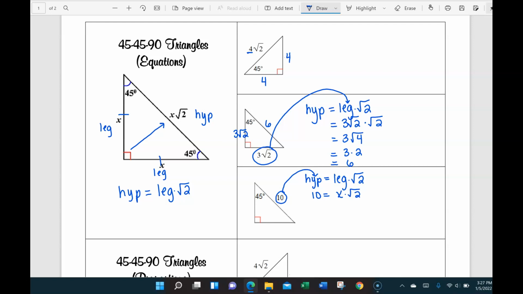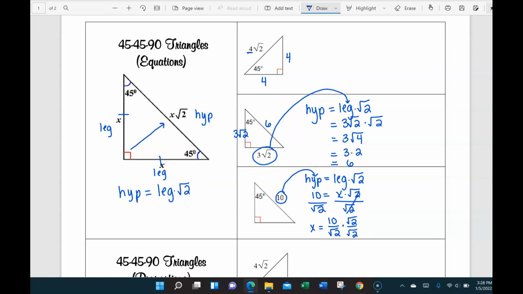And so now if I want to get x by itself, if I'm multiplying by the square root of 2, I'm going to divide by the square root of 2. And we get that x equals 10 divided by the square root of 2. However, if we remember from our radicals unit, we are not allowed to have radicals in the denominator, so this is going to cause us to have to rationalize.